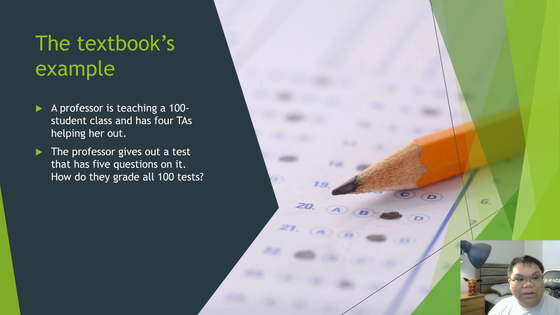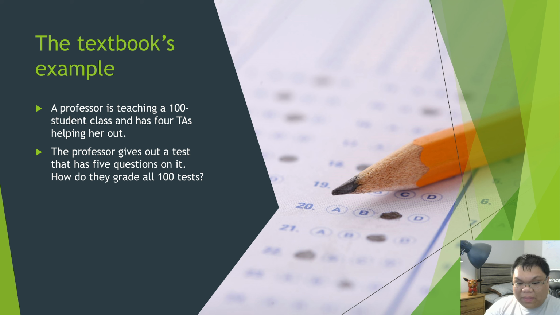The textbook has its own example, and here you do have helpers. Suppose you're a professor teaching a size 100 class and you have 4 TAs helping you out. The task now is to grade 100 exams. The exam consists of 5 questions. How does this professor and the 4 TAs grade all 100 exams?